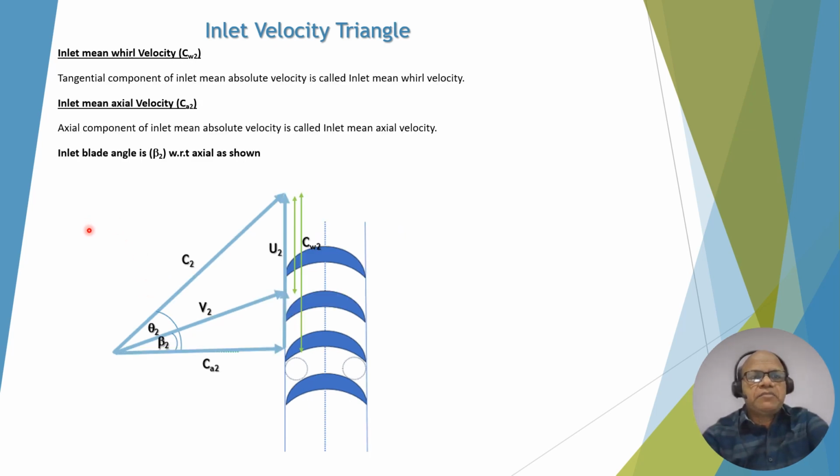Now the inlet mean whirl velocity CW2 component and the inlet mean axial velocity. C2 has two components. One is in the tangential direction, CW2, which is equal to the tangential component of the inlet mean velocity, called the inlet mean whirl velocity, and it also has an axial component of C2 called the inlet mean axial velocity. And beta 2, you can see, is the blade angle. If you draw this line, this beta 2 is the blade angle. So the blade angle is this one.